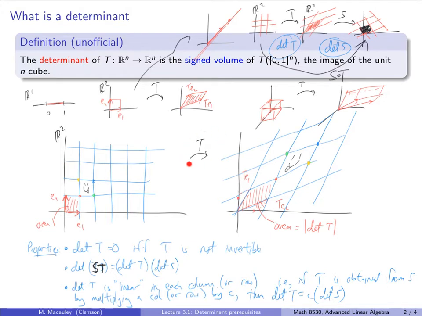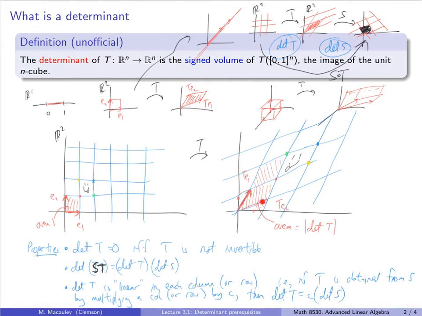If I had taken T and multiplied a column, so let's do column first, and row is really similar. So if you multiply a column by C, like say the first column, well first of all I should say that with respect to this basis, the first column of T is the image of the first basis vector. So if I multiply that column by 2, what I've done is this vector gets stretched by a factor of 2. So now my parallelogram, the image of the unit square, is now double.